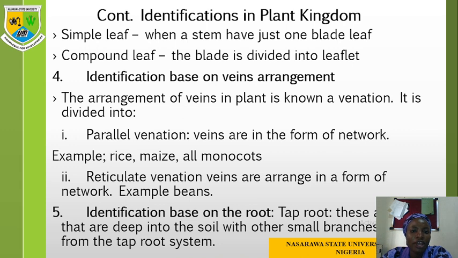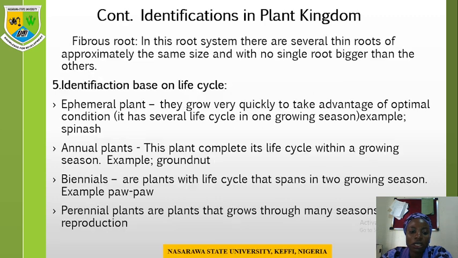Another means of identification in the plant kingdom is identification on the basis of roots. We have the taproots and we have the fibrous roots. The taproots are roots that go deep into the soil. The fibrous root, on the other hand, is a root whereby the system is made of several tiny roots, approximately the same size, with no single root bigger than the other.